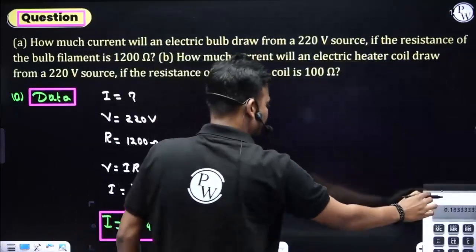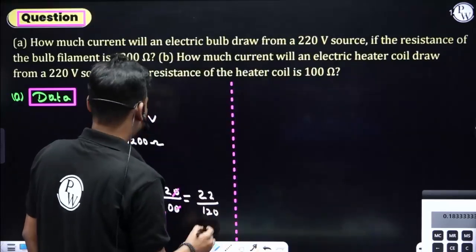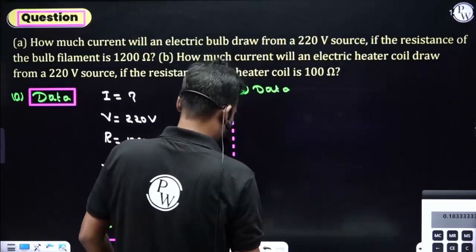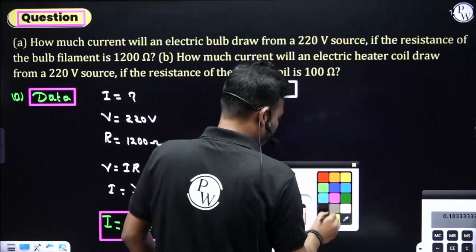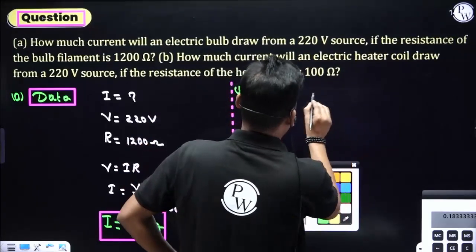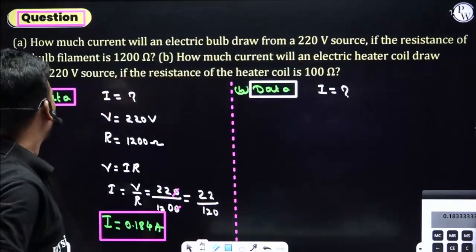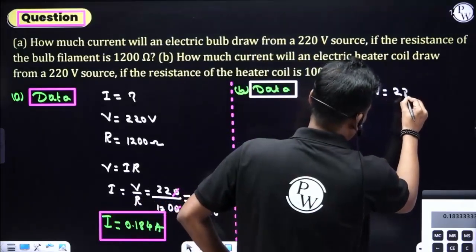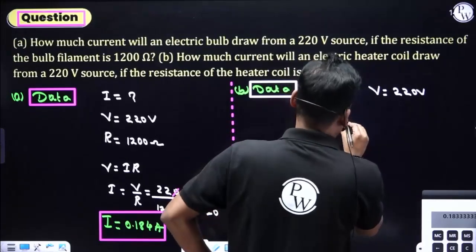And the next part, that is part B. Let's check out the data. Here you can notice, again you need to find out the current. How much current will the electric heater coil draw from 220 volt? That means we have a potential difference of 220 volt and the resistance of the coil, how much is it? 100 ohm.